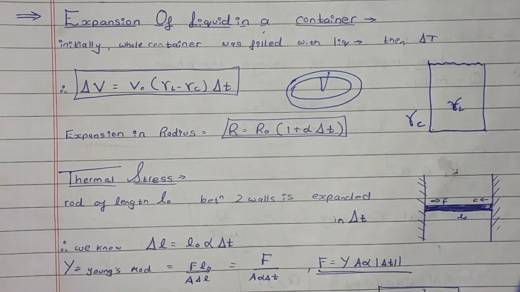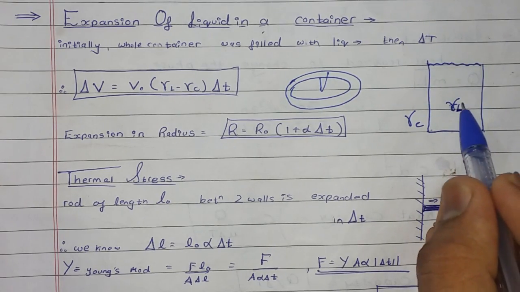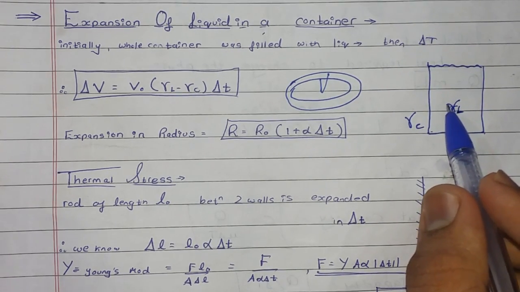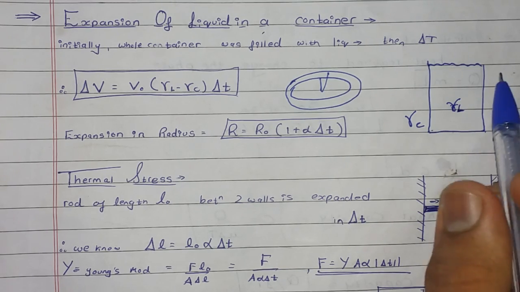Now here I have made a diagram for you. Here you can see gamma L is the coefficient of volume expansion of the liquid, and gamma C is the coefficient of volume expansion of the container.